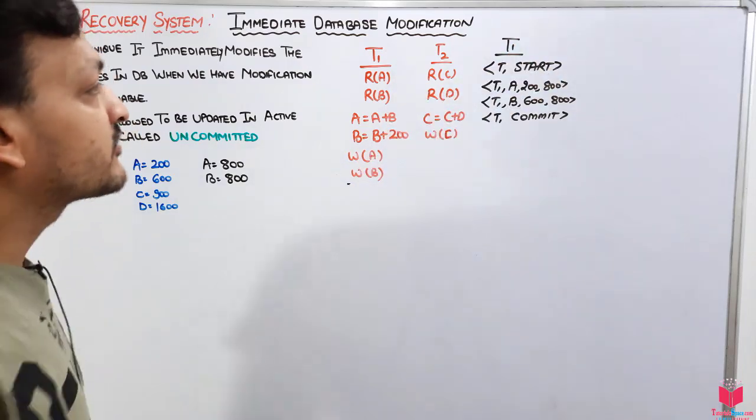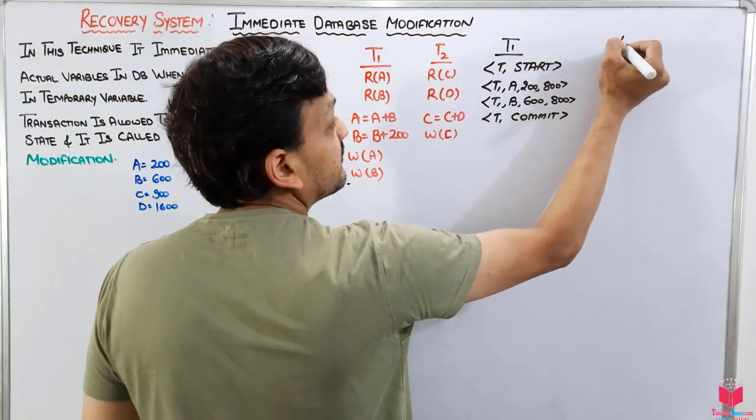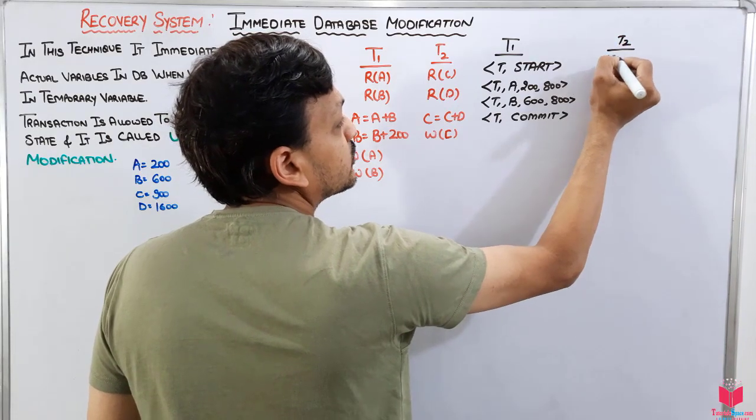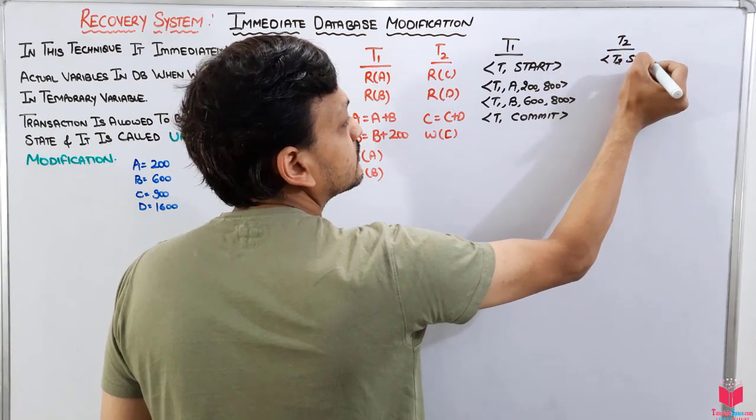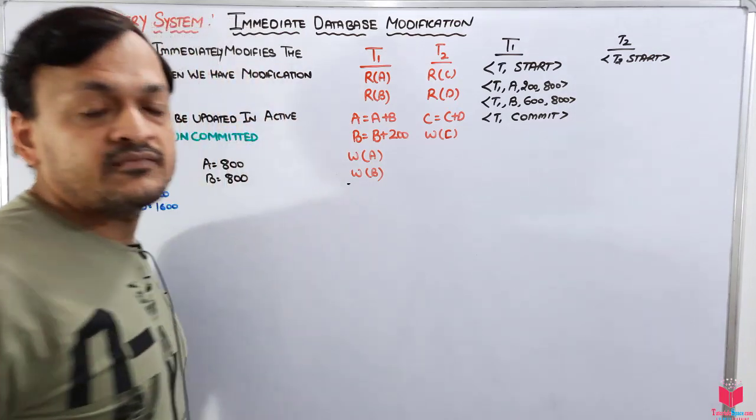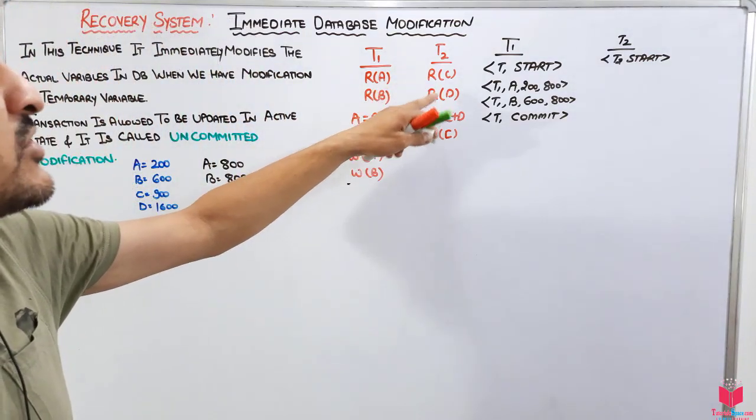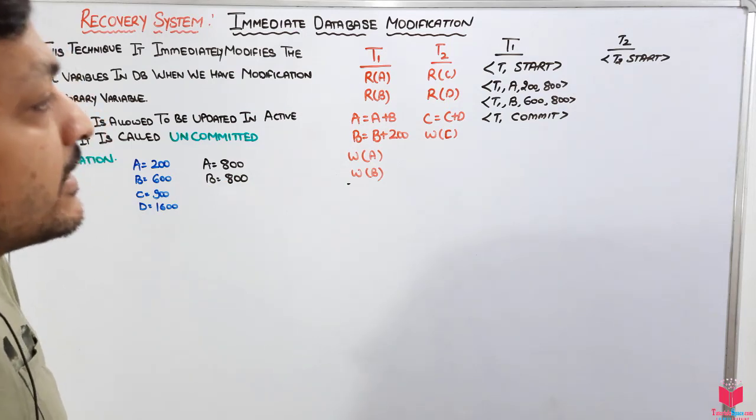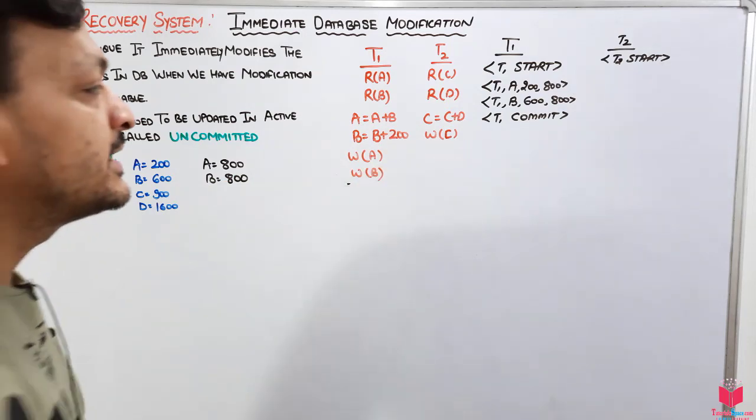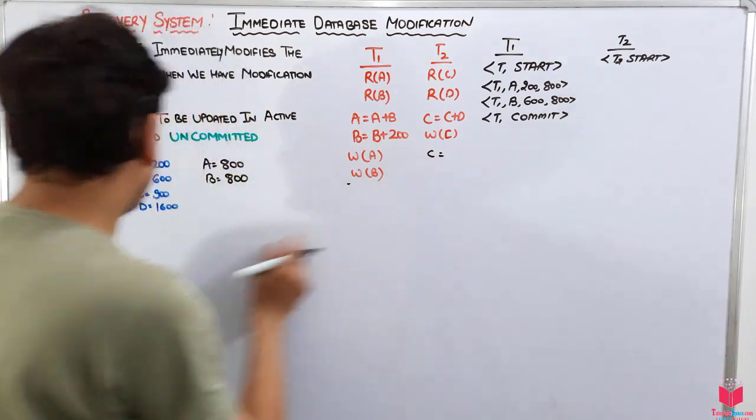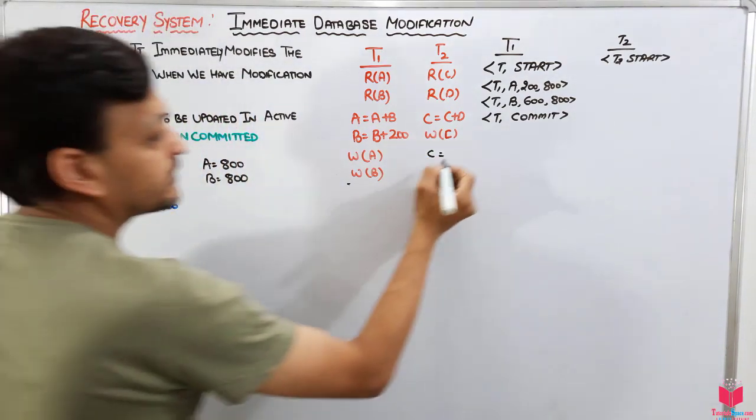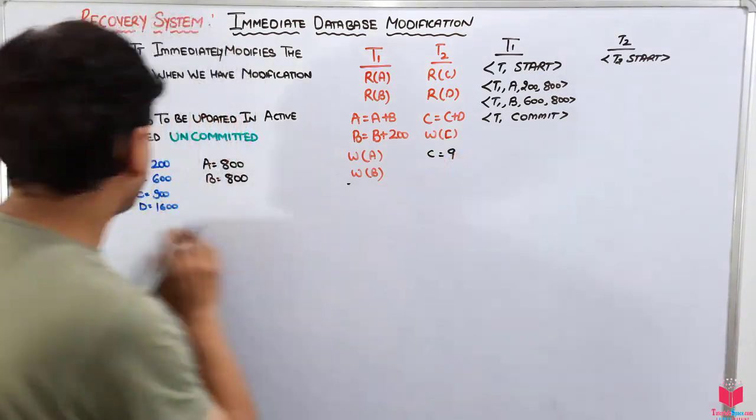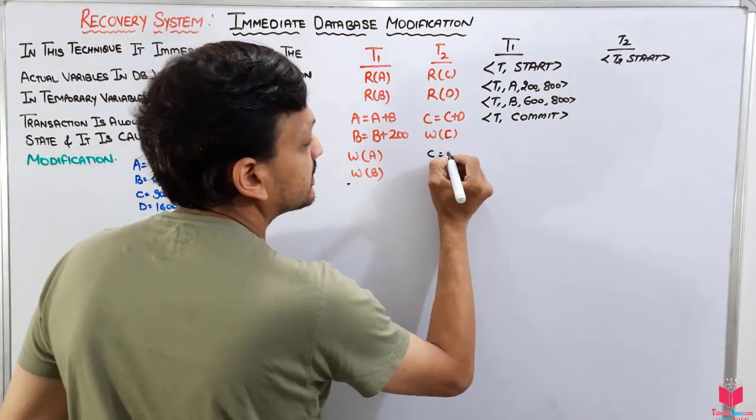Okay guys. Now after that, T2 comes, and its log entry will be T2 start. After that there is a read operation on C and D, so there will not be any entry in the log file. After that, C is equal to C plus B, that means the value of C becomes 900 plus 1600, which is 2500.